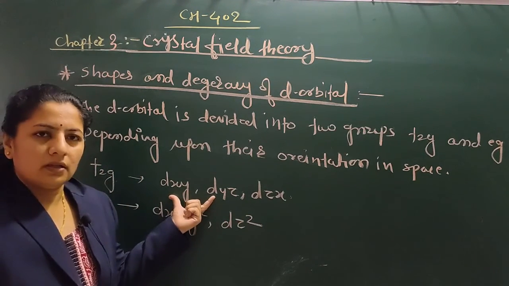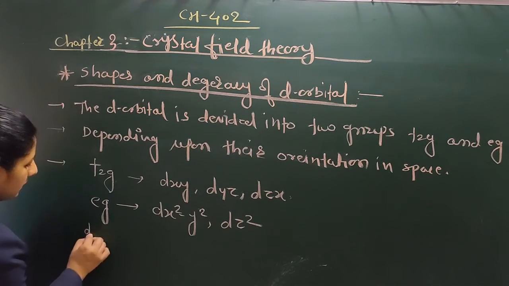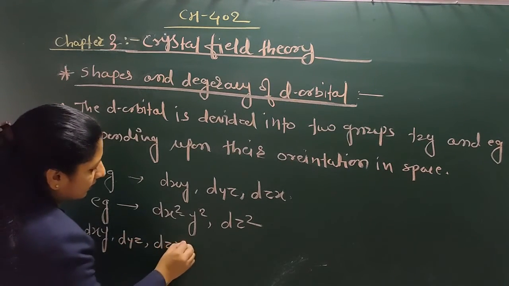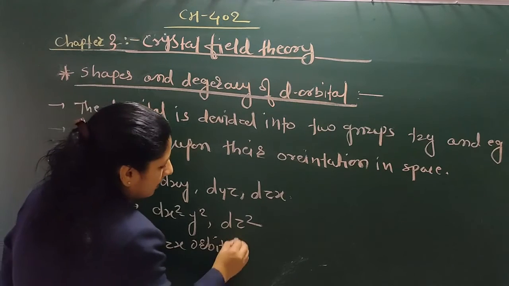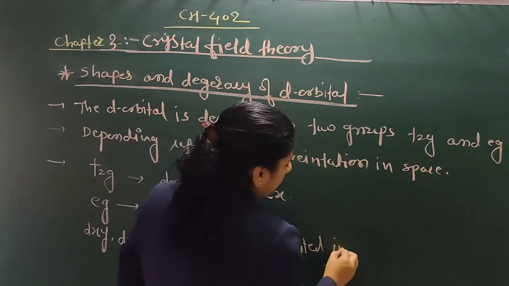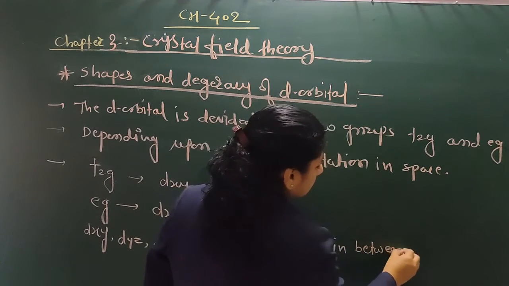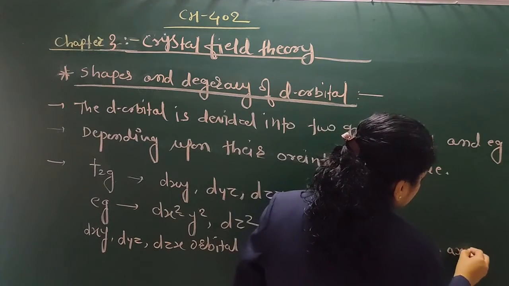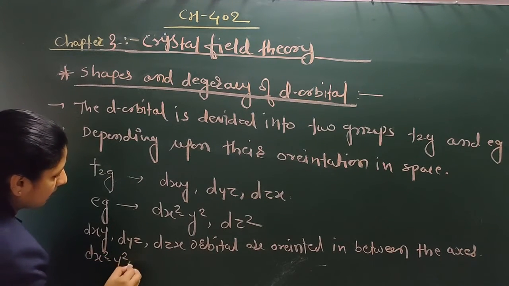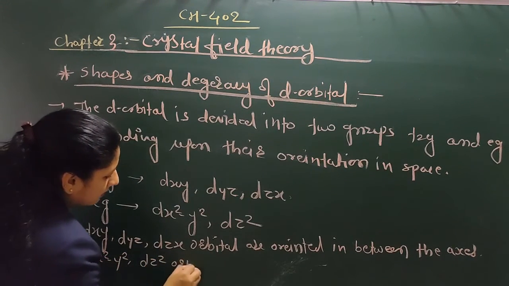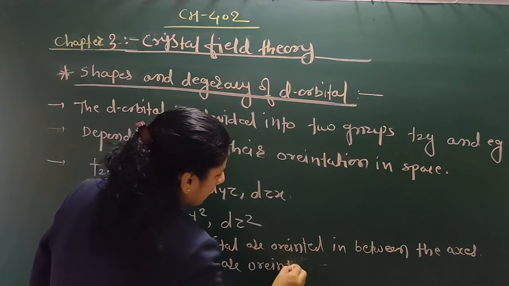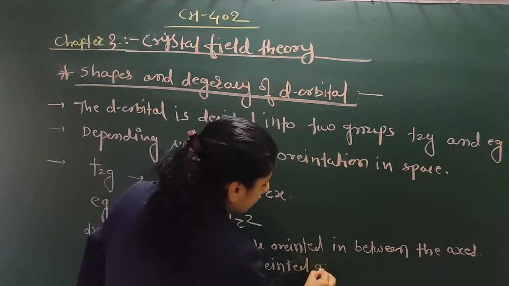The dxy, dyz and dzx orbitals are oriented in between the axes, whereas the dx square minus y square and dz square orbitals are oriented along the axes.